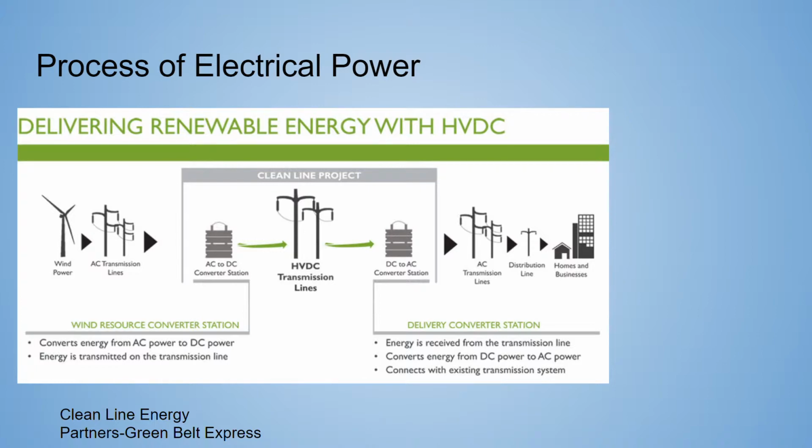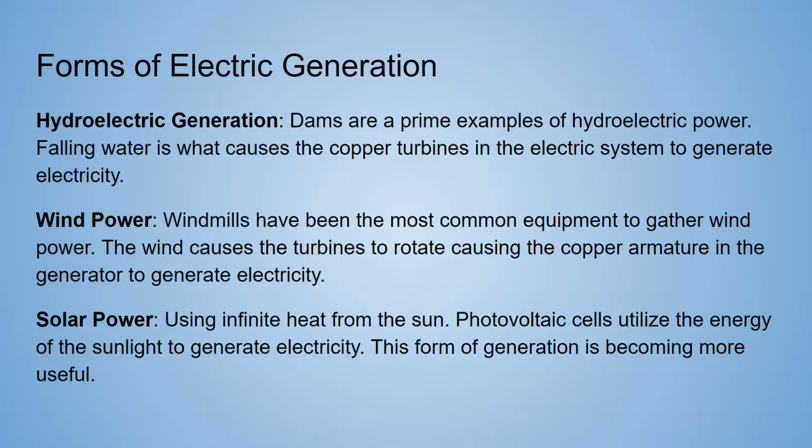Then it meets another inverter station, and converts it back to AC, and the energy is received and connects with the existing transmission system. And the existing transmission system is AC, so our grid is AC powered. So then in the next section, AC transmission lines, and then distribution lines, meaning the regular poles you see on the street, and then the ones that connect to our houses, buildings and businesses. And I got this all from Clean Line Energy Partners Greenbelt Express.